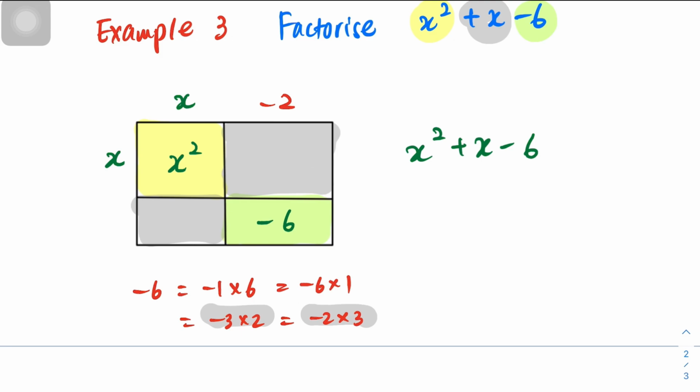So let's try instead negative 2 and 3. If we have negative 2 and 3, can you see that in my first gray box I would have negative 2 times x, which is negative 2x, and 3 times x, which is 3x. When I add the two gray boxes together, I will get negative 2x plus 3x, which is equal to x. So therefore, I have found my factors. My factors would be x minus 2 times x plus 3.